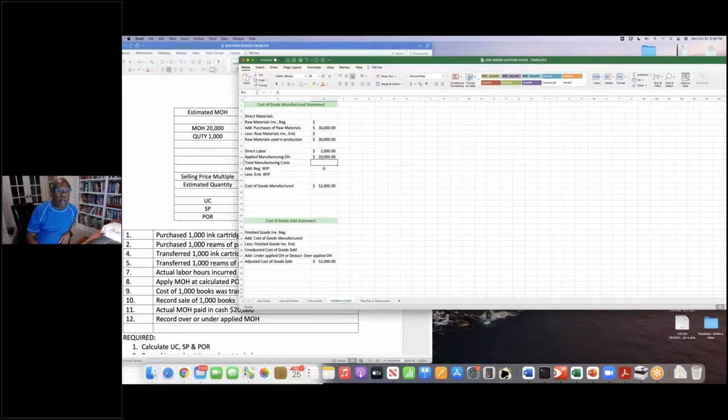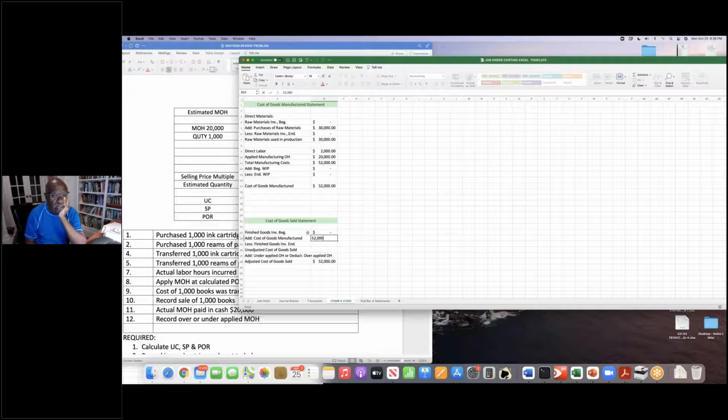So our total manufacturing cost is 52,000. And we don't have any beginning or ending, and so it stays at that number. Okay. Now, once you get this number, the 52,000, we don't have a beginning finished goods here, but if you had one, you'd put it in. Then you're going to bring the 52,000 down.